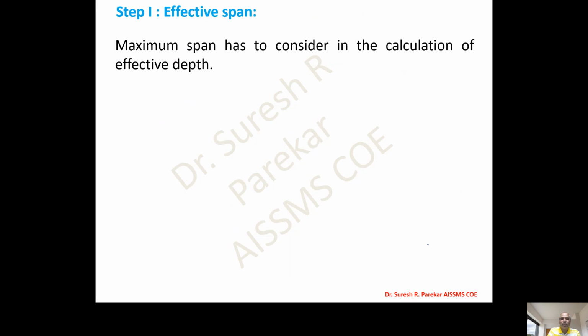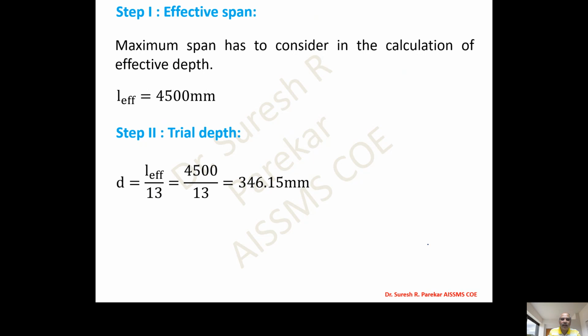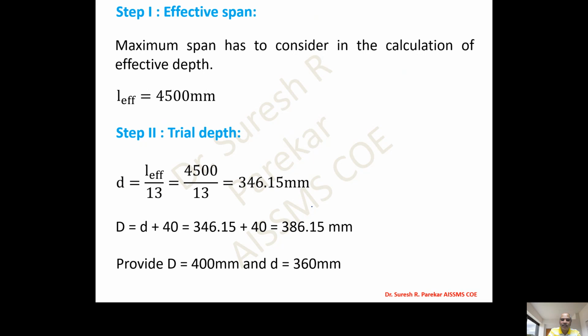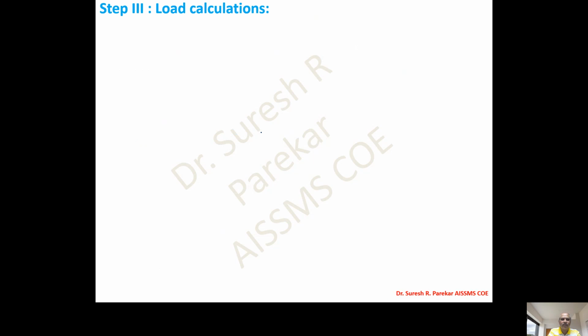So now we have effective span, that is L effective, maximum span 4500, trial depth span upon 13. Now we have taken span upon 13 because we have slab on both sides. And then we will provide 346.14, plus 40, 386.15 millimeters. So provide D 400 and small d 360 millimeters. So same depths we have.